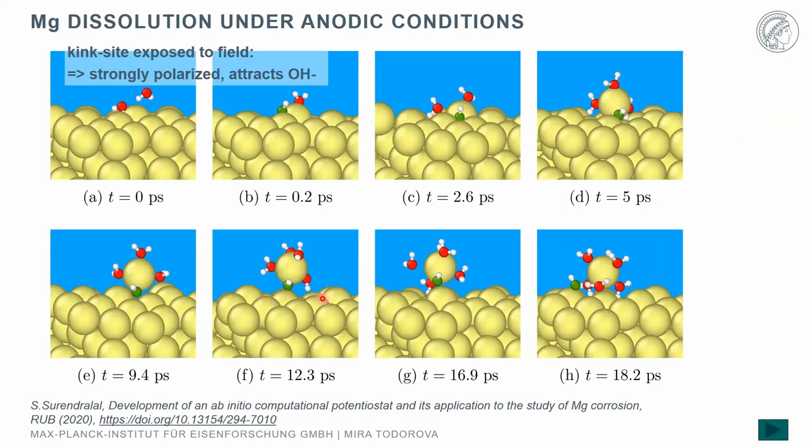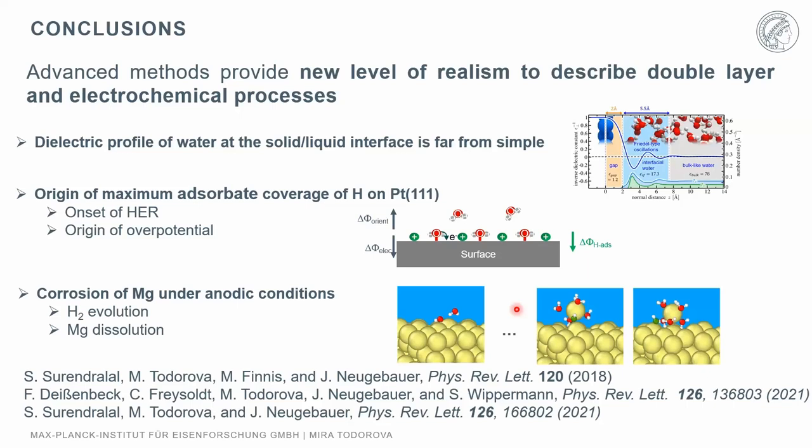And I think with this, I'm finished. I hope I was able to show you what kind of advances we have made in electrochemical modeling, and it is worthwhile investing the time to develop these methods because they give us insights that we would not have been able to achieve otherwise. And we learned something about the dielectric profile of water close to the interface, and that we have very different screening properties, which will be important, of course, also in the context of what we are seeing in terms of reactions. As discussed, what is the origin of the maximum adsorbate coverage of hydrogen on platinum, and we talked about the corrosion of magnesium under anodic conditions.